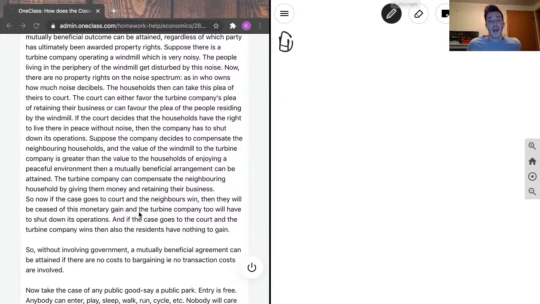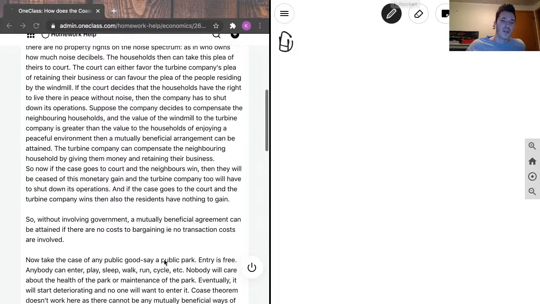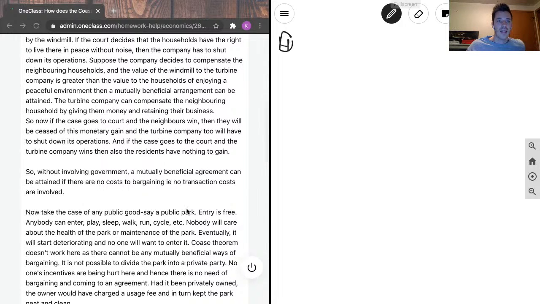Now, if the case goes to court and the neighbors win, then they will be deprived of this monetary gain, and the turbine company too will have to shut down its operations. And if the case goes to the court and the turbine company wins, then also the residents have nothing to gain.